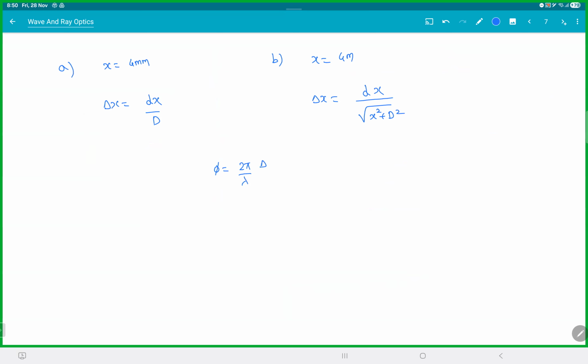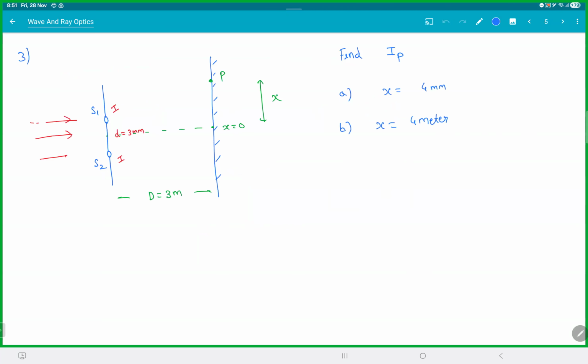Since both the intensities are the same, I resultant will be 4I cos square phi by 2. If the intensities are different, then use the formula I1 plus I2 plus 2 root I1 I2 cos phi. Clear with this? That is the deal about 4 meters and 4 mm. Generally, at the mains level, they'll just stick to the 4 mm thing. Clear with this?